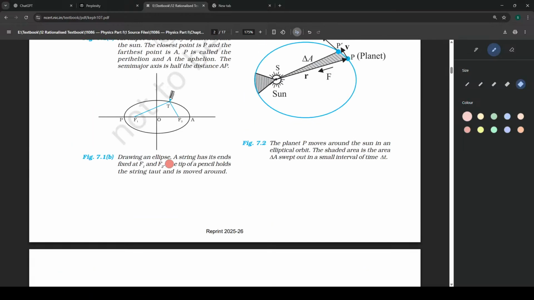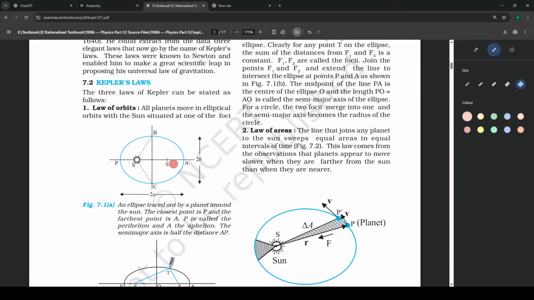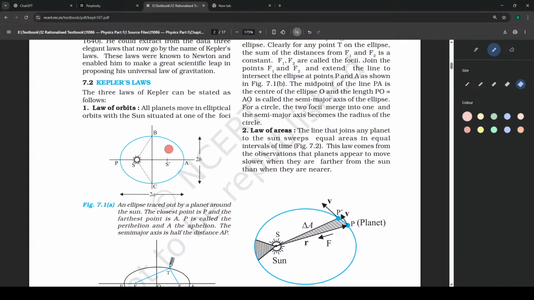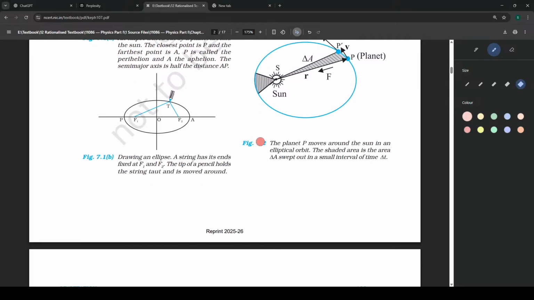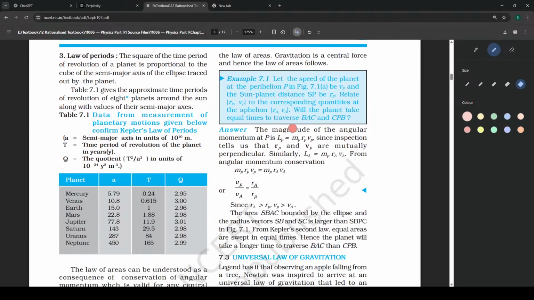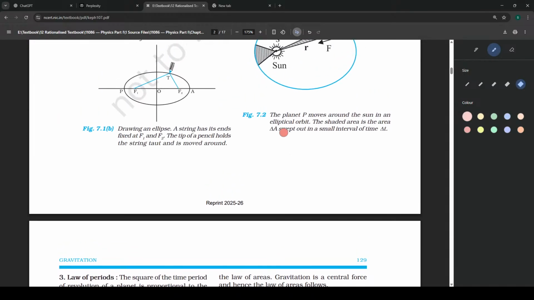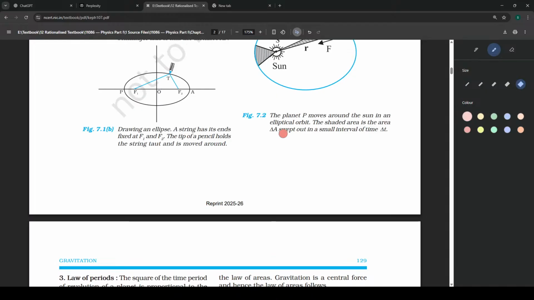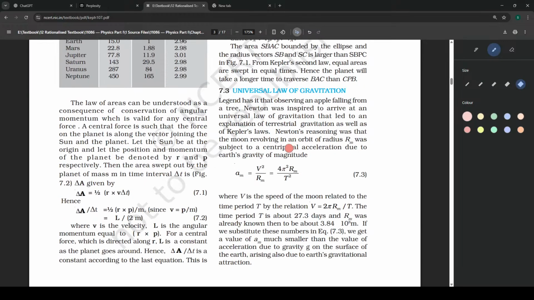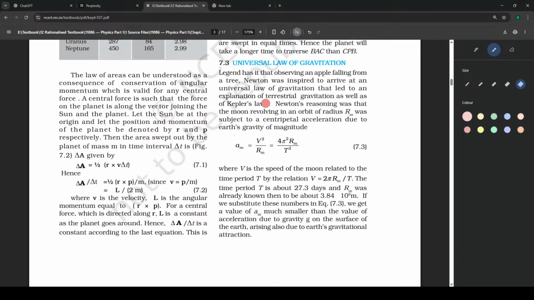We have done Kepler's three laws: the law of orbits, the elliptical orbits; the law of areas, where the planets will sweep equal areas in equal time, where angular momentum at all parts of the ellipse is always constant; and the universal law of gravitation.